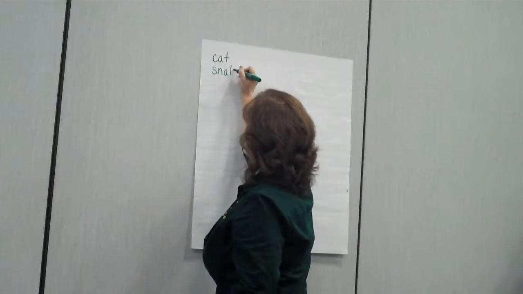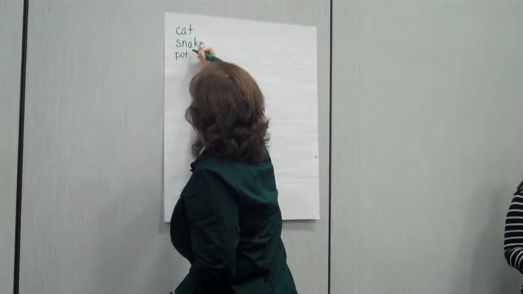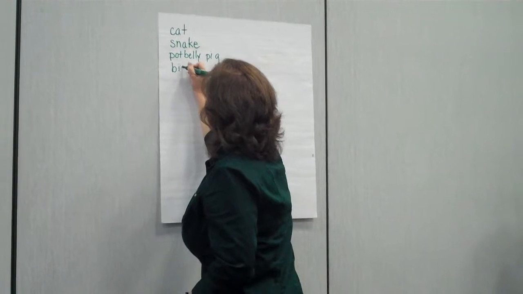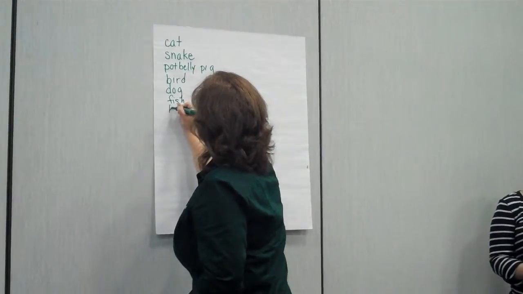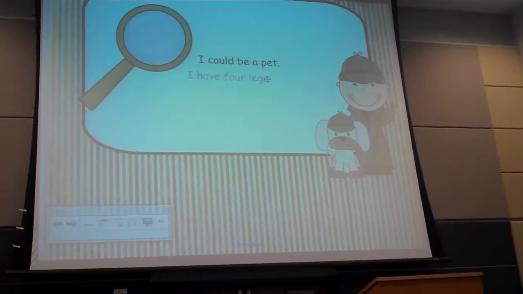So now, does anybody have any suggestions for what a pet for our riddle could be? A cat. A dog. And you could write it on chart paper, or you could write on the SmartBoard. Potbelly pig. Dog. Hamster. So you would record a few of them and then give kids the next clue.